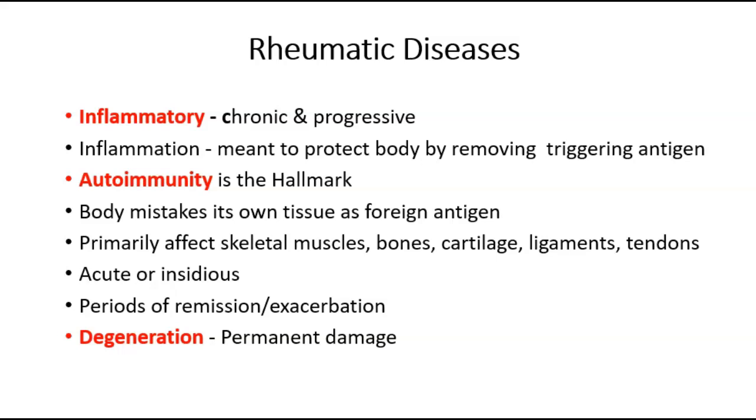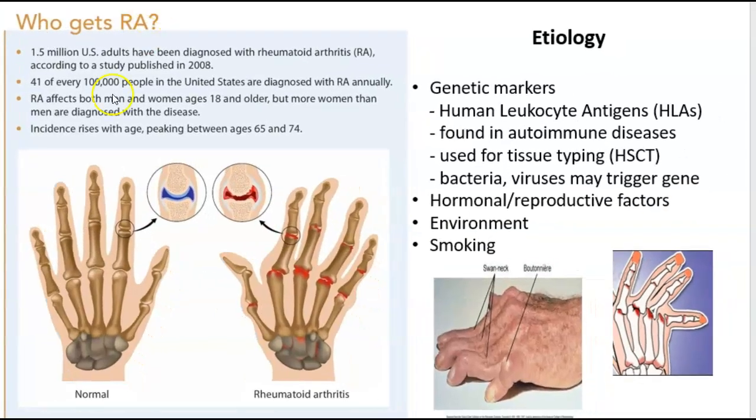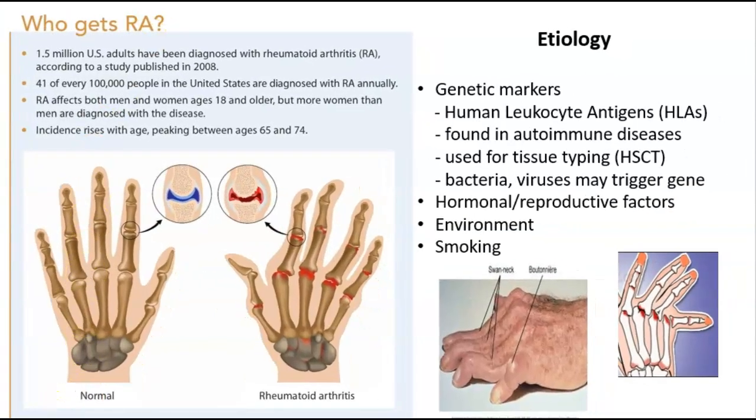So we're going to use rheumatoid arthritis as our exemplar today. Rheumatoid arthritis is a chronic autoimmune disease that affects the connective tissue in the synovial joints. It affects all ethnic groups. The incidence does increase with age, peaks between the ages of 30 and 50. Approximately 1.5 million Americans, more likely to occur in women.